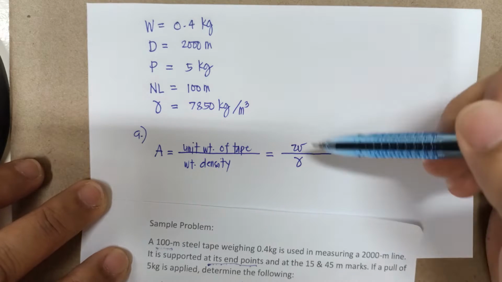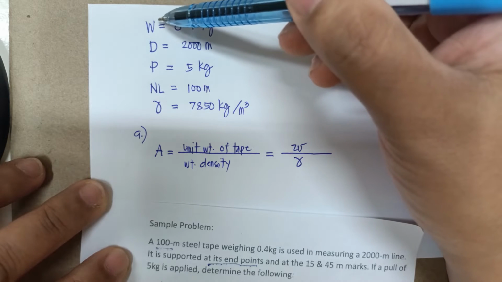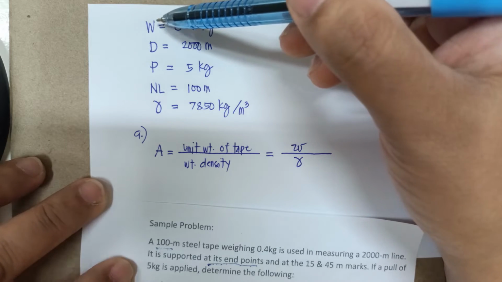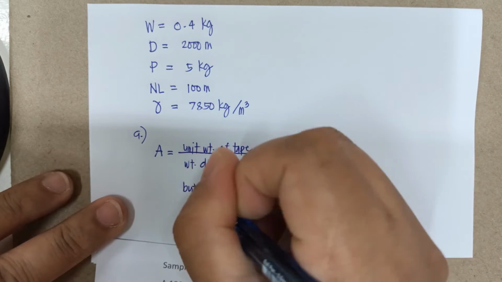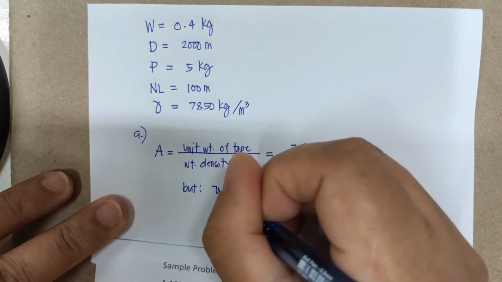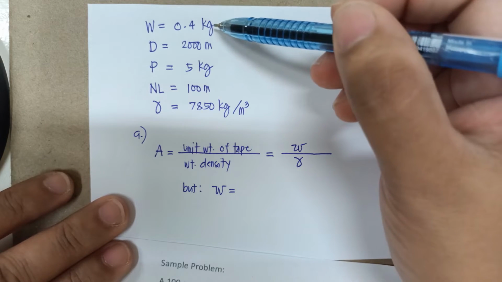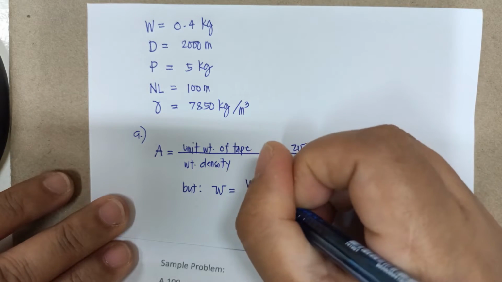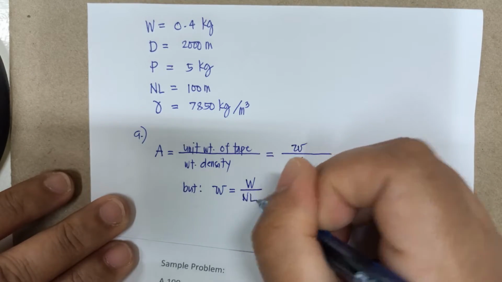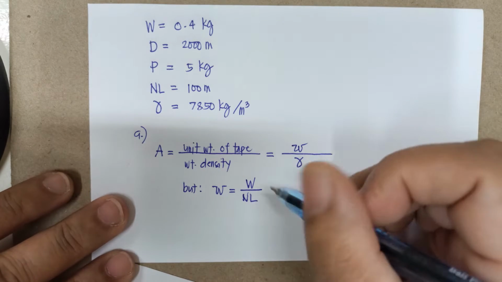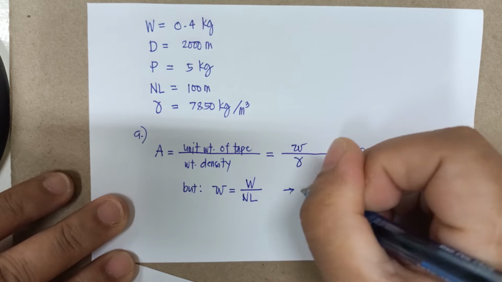So we have the unit weight, but the problem only gives us the total weight, the W. However, we know that the unit weight can be computed by the total weight of the tape divided by the nominal length of the tape. Let me say this is your equation 1 and this is your equation 2.